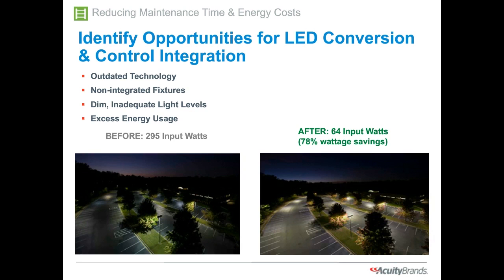Identify areas where lights are on when space is not in use. Look at the example of the parking lot photos below. When you see this, you look at the uneven lighting, the hot spots, as well as dark areas. And look at the wattage. In the photo on the left, there's an input of 295 watts. By converting to LED, not only is the parking lot brighter and more evenly lit, but there is a 78% savings in wattage.